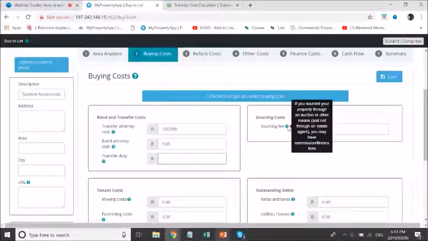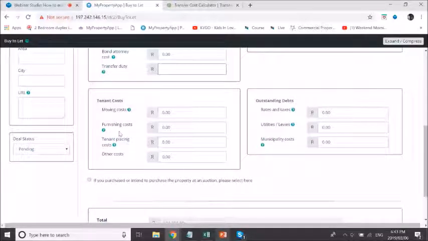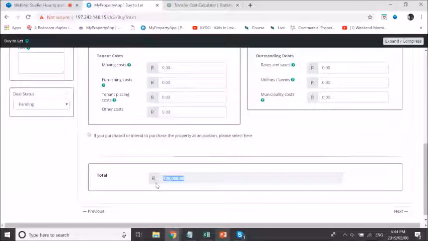There's also some other buying costs. You might have a sourcing fee applicable to this deal if you're sourcing it out. You might have to move the tenants out or furnish the property or place the tenants. But we've put little tooltips here so that you can kind of get a sense of what these things might mean. So far the total costs are 120 for our buying.